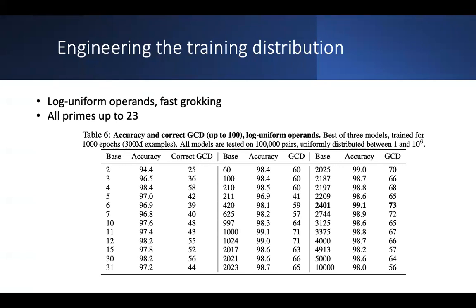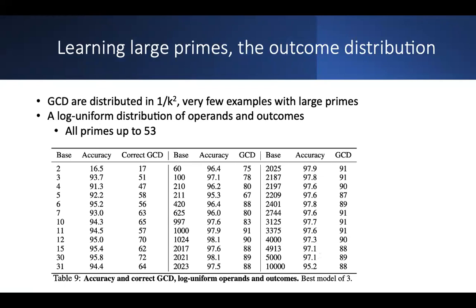So since I'm on log-uniform operands, let's do log-uniform outcomes. If I do log-uniform outcomes, then I can learn up to 90 GCDs out of the first 100. So I can pretty much learn everything this way. And the model learns prime after prime. In the best model I have here, all the primes are learned up to 53. And they're roughly learned in order, sometimes 3 before 2, sometimes 2 before 3, but it's not 11 before 2 or 13 before 7. So this is pretty much the best you can do with these models.